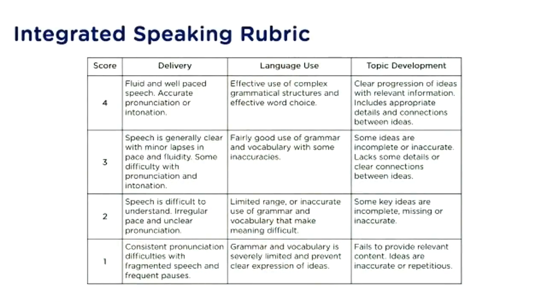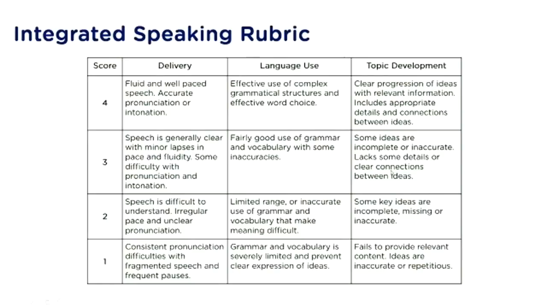To get a 3 in topic development, it means that although you've included all the ideas, some of them are incomplete, meaning you don't give enough details. And there are some unclear connections. So maybe you're not using connecting words effectively enough. So that would be a 3.